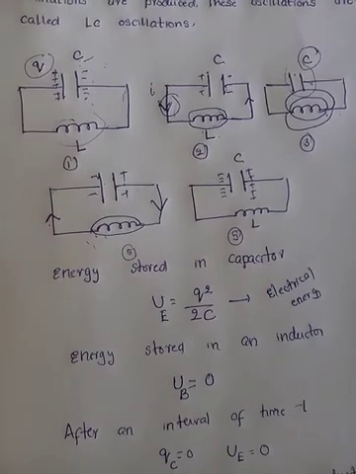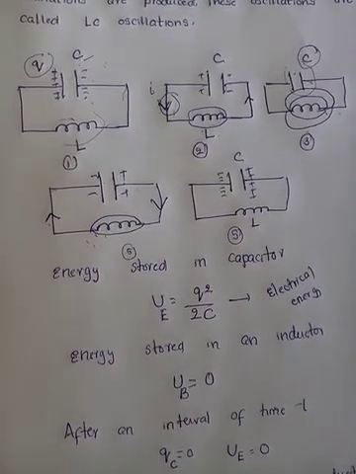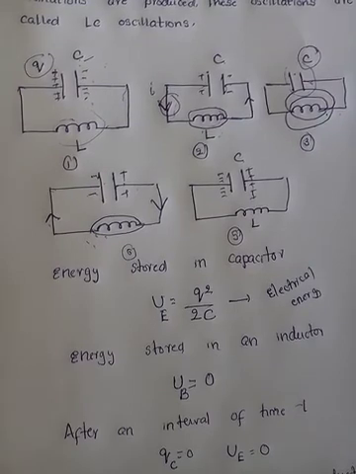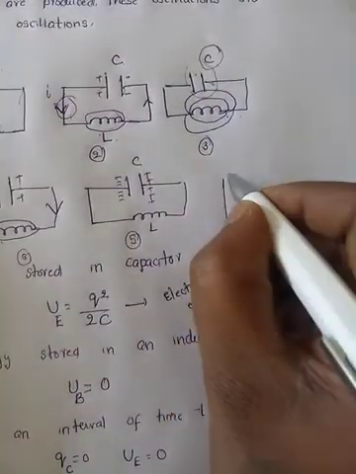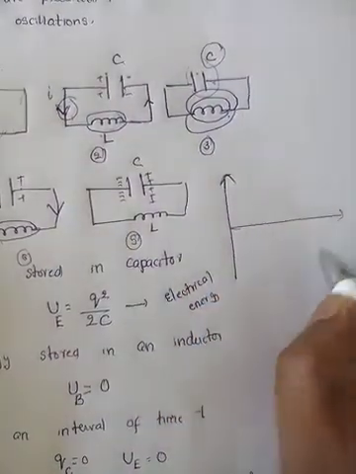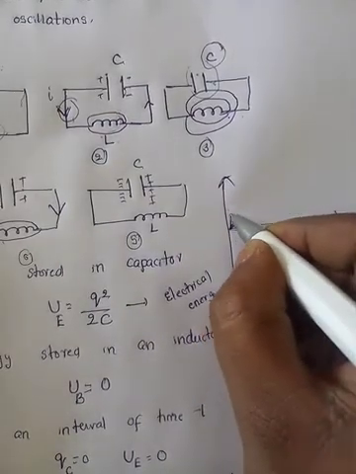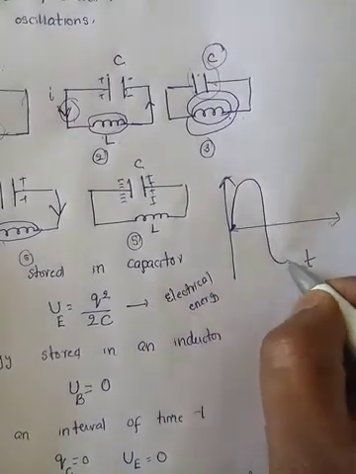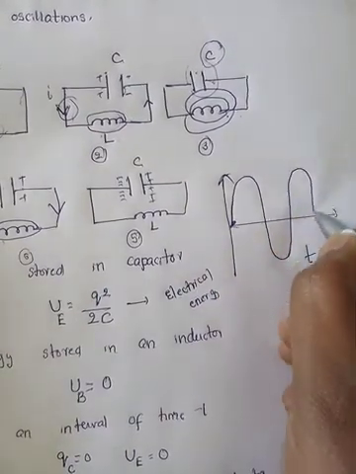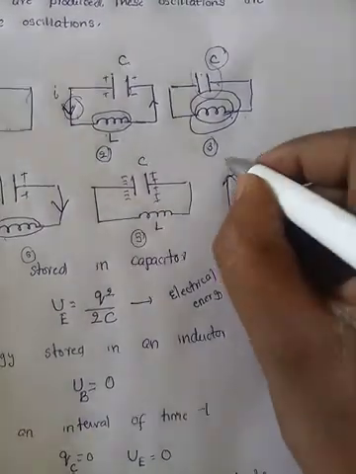So there is a variation of EMF, right? There is a variation of EMF or amplitude of energy with respect to time. So if you consider time, the energy in the capacitor increases and then decreases, increases and then decreases, it keeps on moving like this. So this is what?